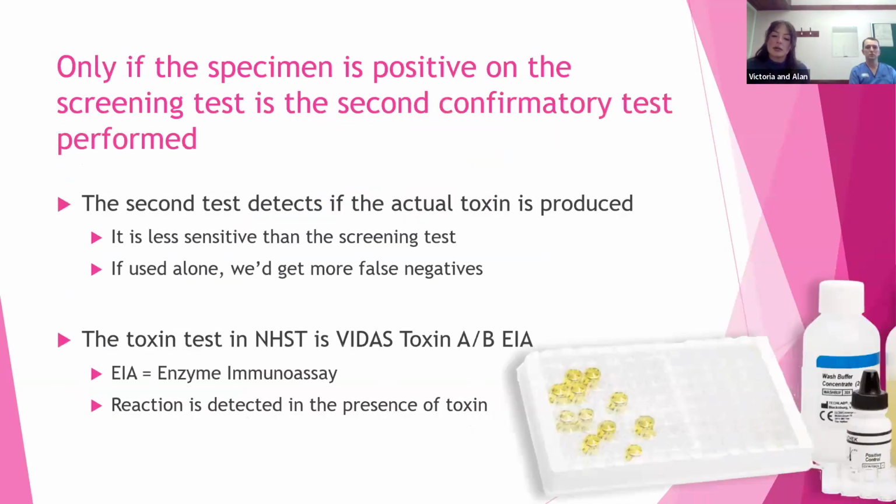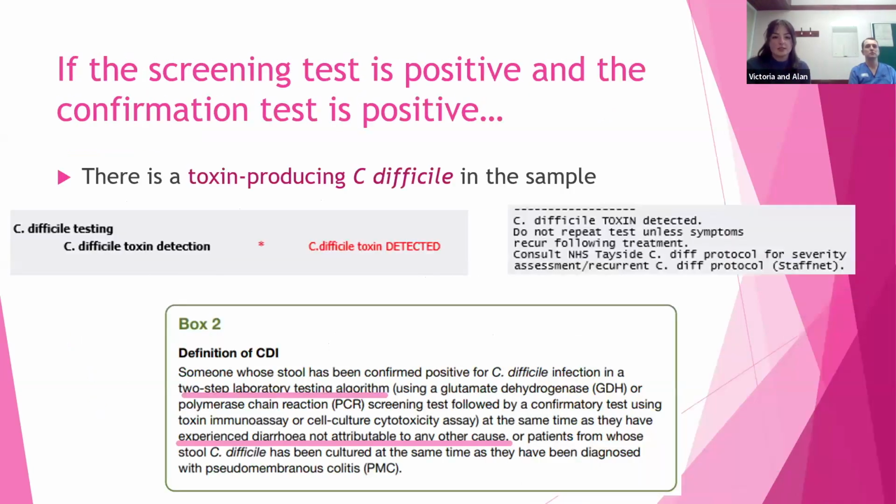The confirmatory assay we do in Tayside is called VIDAS toxin assay. And it's not really that important how it works, but basically it's a color change. The change of colour occurs in the presence of the toxin, and actually this diagram does not show the assay that we do, but I couldn't find a good picture of the assay that we do, and it's the same principle. Basically, it goes from clear to coloured. Now, this second test detects if the actual toxin is produced, but it's less sensitive than that screening test. So if we just use toxin detection, we'd actually miss a lot of patients, and that's why we do these two tests together, a really sensitive first test and then a more specific second test.